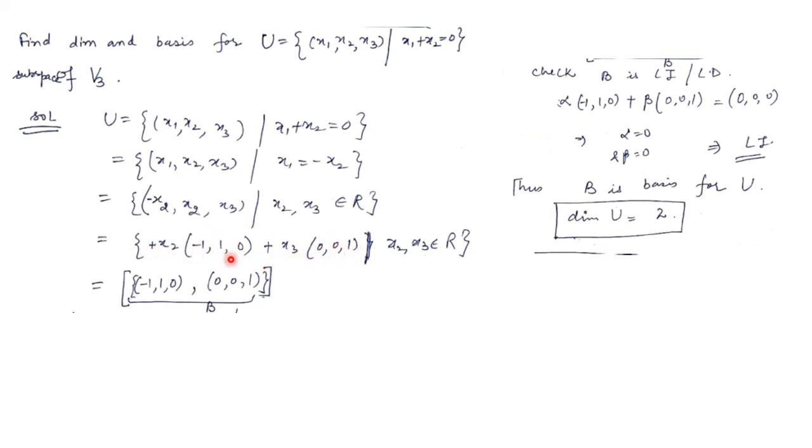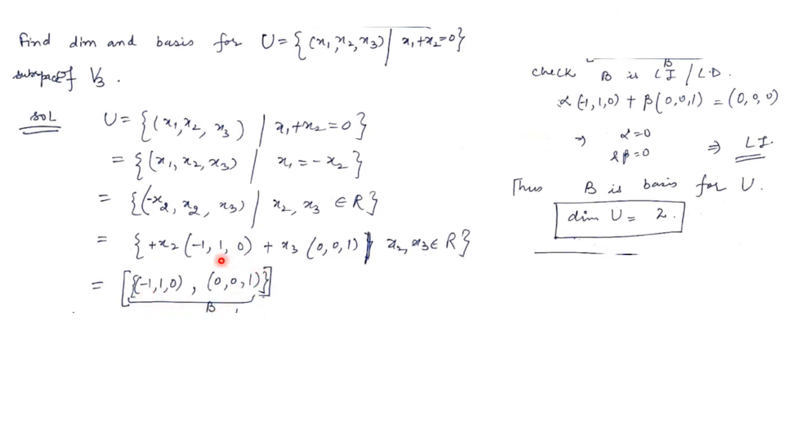This is nothing but the linear combination of this vector and this vector, right? x2 and x3 are real numbers, meaning they are scalars. So it is a linear combination of this vector and this vector. So it is the span of this set, right? So U is equal to the span of this. The second condition is already satisfied.